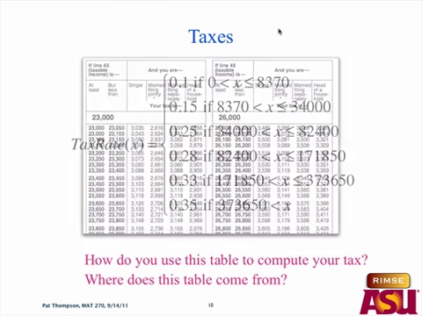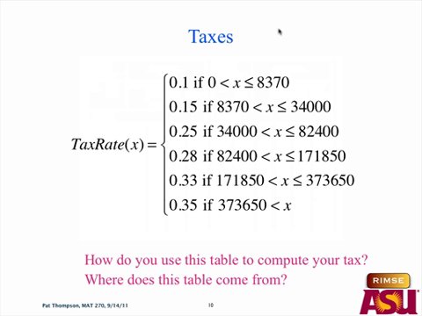Okay, so let's see how that works. Here is a piecewise function. It's the tax rate function. So let's analyze it. What's the input? What does X represent? Taxable income. What's the output of this function? It's a tax rate. It's not how much you pay in taxes. It's the tax rate for the last dollar that you're going to make.